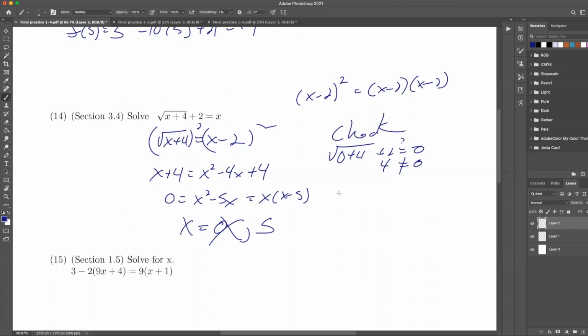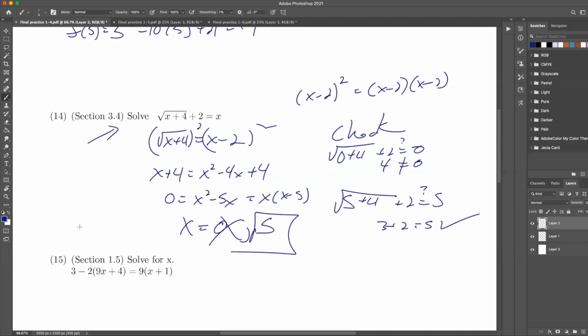We'll check the 5. And so we'll have square root of 5 plus 4, plus 2 is equal to 5. And so here, this gives us square root of 9. So this would be 3 plus 2 equals 5. And so this works out. So the only answer here is 5. So remember when we solve radical equations, we need to check the answers. Okay.